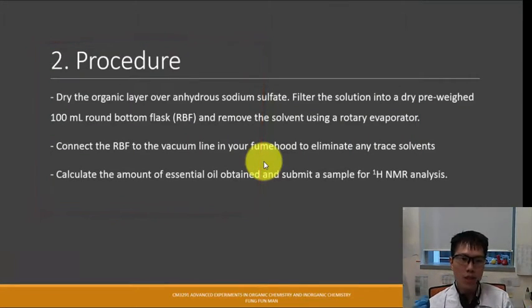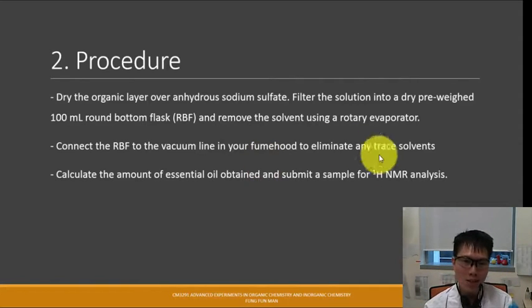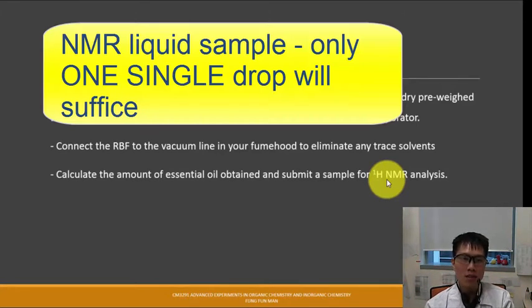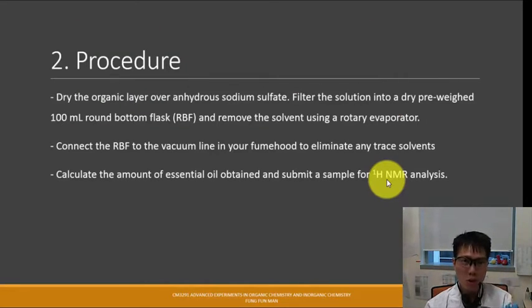And then finally, you're going to calculate the amount of essential oil obtained and submit the sample for NMR analysis. Just a proton will do, and you add 1 drop. Just 1 drop. Do not add 5 drops. It's too much. When it's too concentrated, the people downstairs, the lab technicians at the NMR lab, will have a hard time getting a very good spectrum for you. So help them, help yourself. Just 1 drop will do for liquid sample.